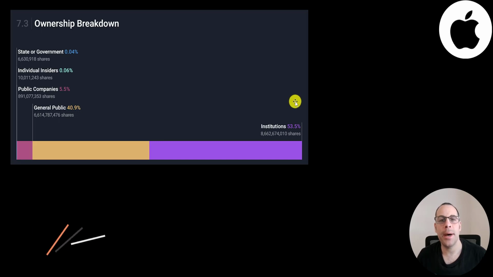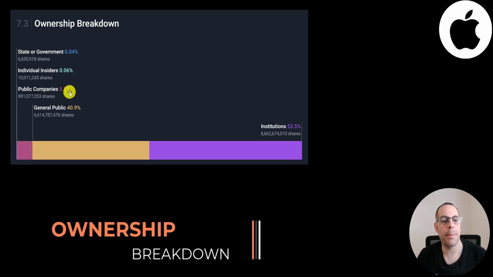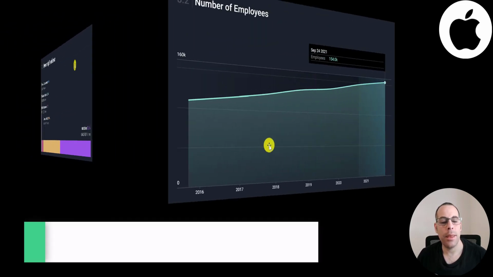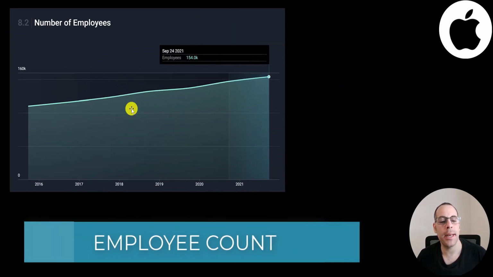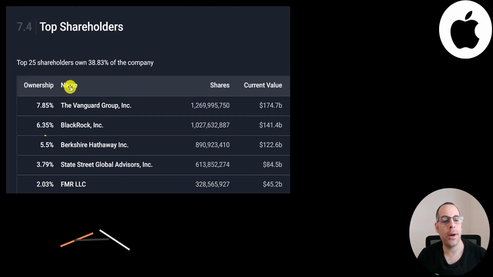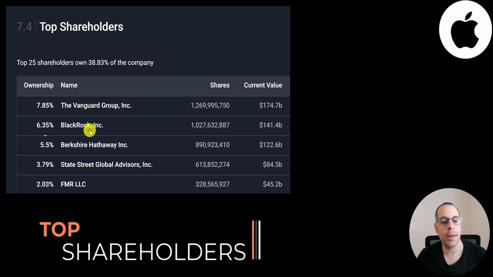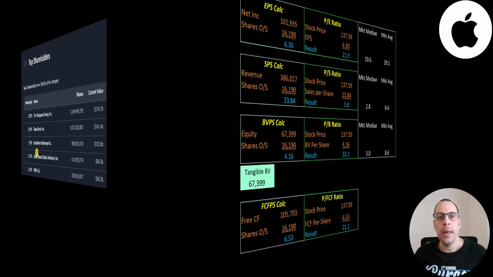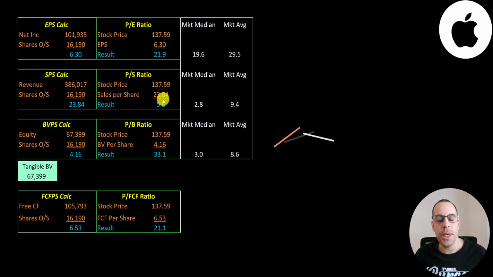54% of the company is held by institutions, 41% by the general public, and 5.5% by public companies. Their employee count has gone up steadily each year. They're currently at 154,000. The biggest shareholder is Vanguard at 8%, then BlackRock, Warren Buffett's Berkshire Hathaway, State Street, and Fidelity. Let's look at their financial ratios.